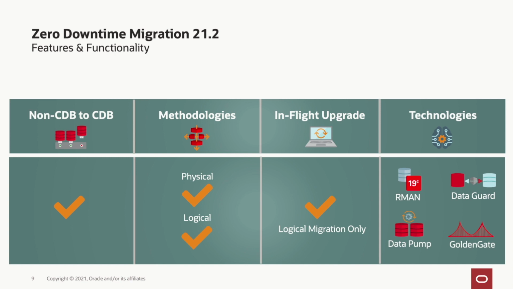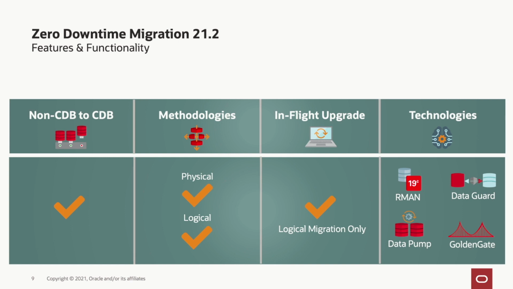And we also support in-flight upgrade, meaning that you can move your databases from on-premises to the Oracle Cloud, but also at the same time perform upgrade. So let's say you have an 11.2.0.4 database on-premises, you can migrate it to a 19c database in the cloud with ZDM. This, of course, is only available with the logical migration workflow.